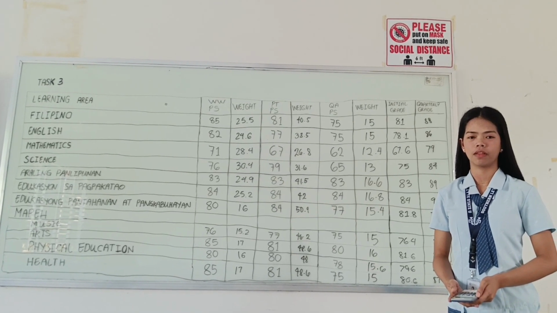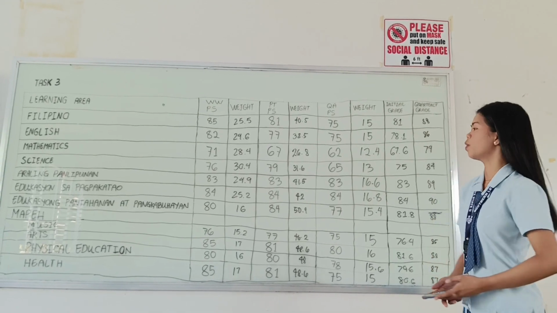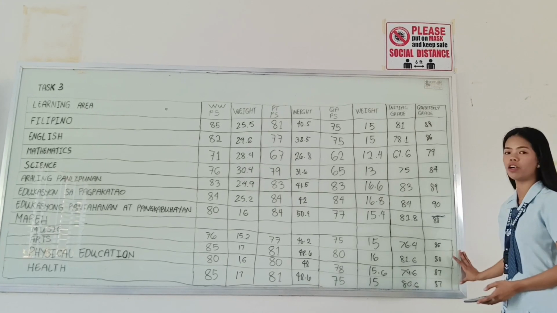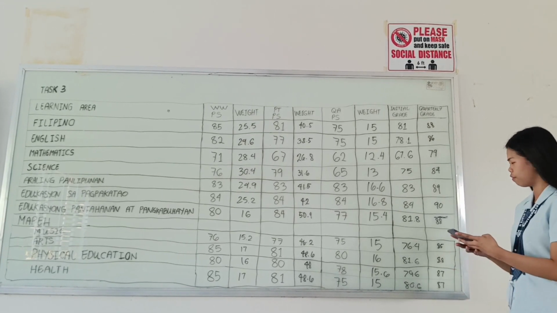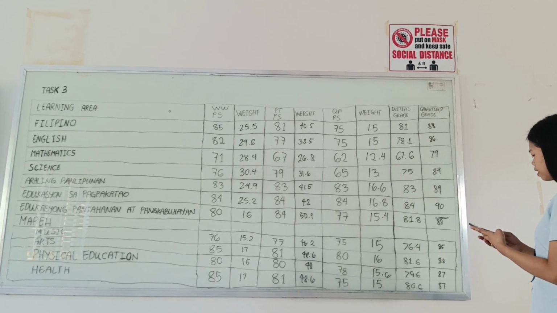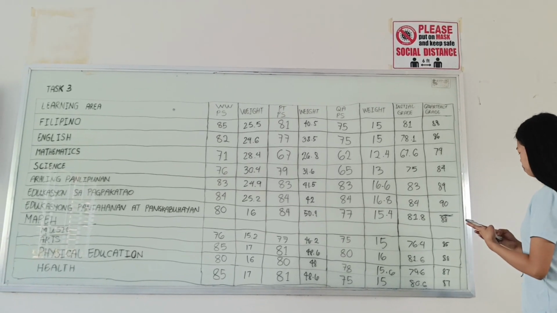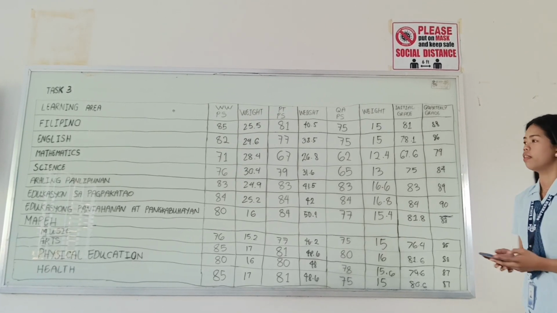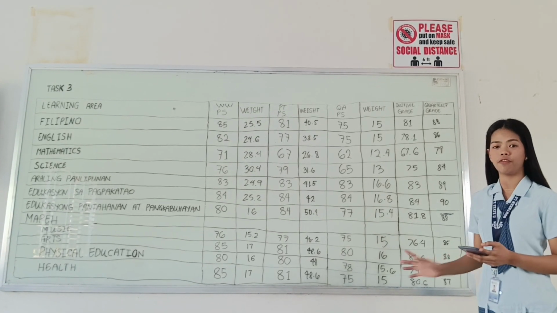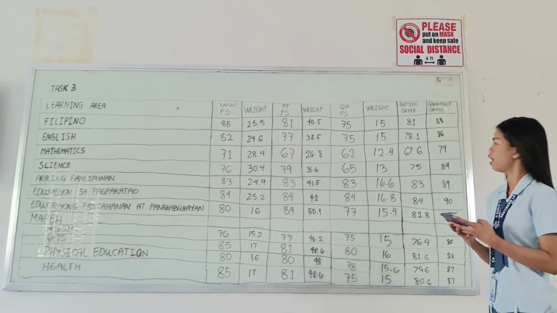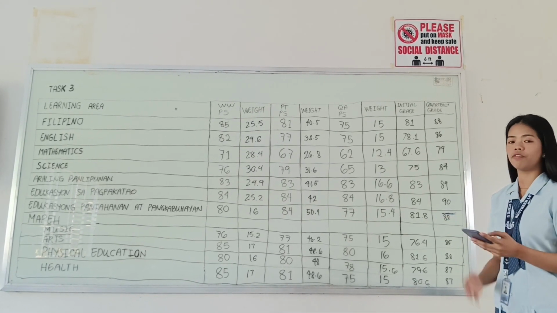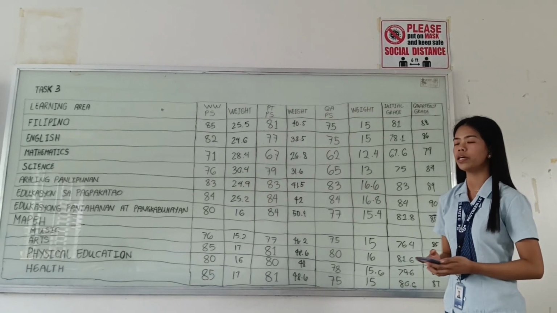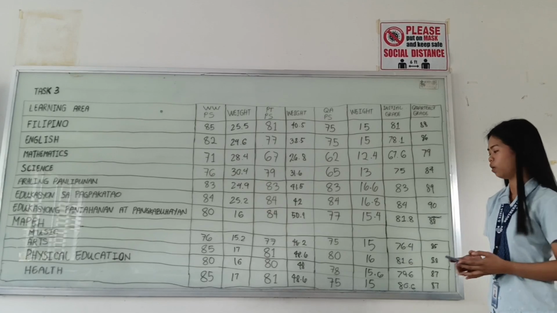Rico's composite grade in MAPEH. How did you find it? To get the composite grade of Rico in MAPEH, all the four components of the subject will be added. So therefore, 85 plus 88 plus 87 plus 87, the sum total is 347. Then it will be divided by the four components. So the composite grade of Rico is 86.75. If we're going to transmute it, the quarterly grade of Rico is 91.